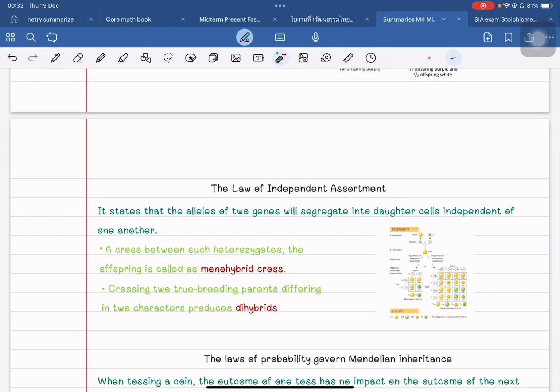And next is the law of independent assortment. It states that the alleles of two genes will segregate into the gametes independently of one another. So a cross between such heterozygous individuals is called a monohybrid cross, while crossing two true breeding parents differing in two characters produces a dihybrid.